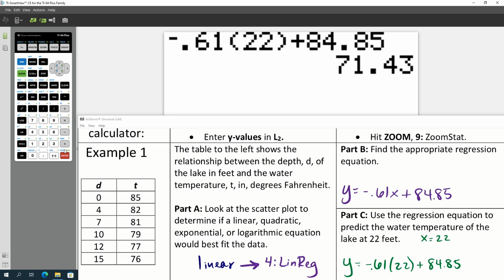Okay, so that means that it's going to be 71.43 degrees Fahrenheit at that depth.